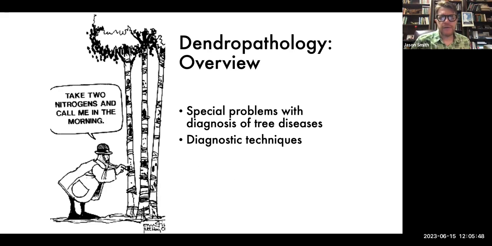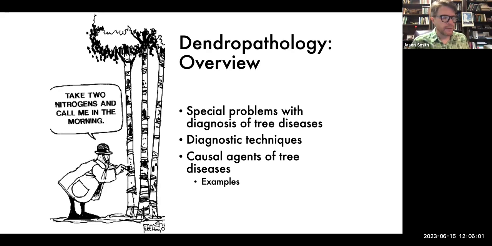But there are a lot of different diagnostic techniques. We're going to talk about some of the causal agents of tree diseases. I'll give you some examples, and we'll be talking about some of the new and ongoing issues that are affecting trees here in Florida, and why some of those things are re-emerging or becoming problematic, particularly in the urban landscape, and talk about control and prevention when appropriate.